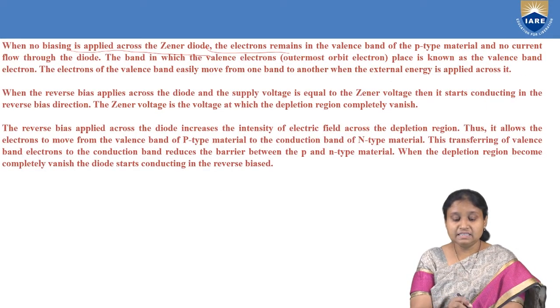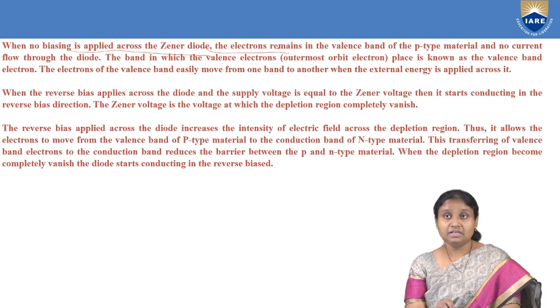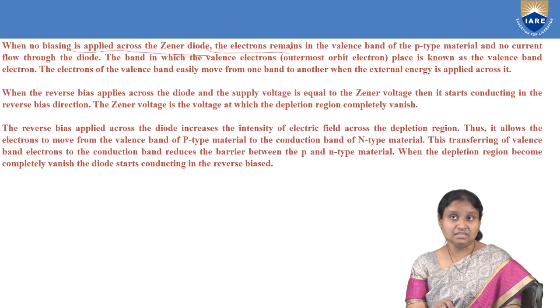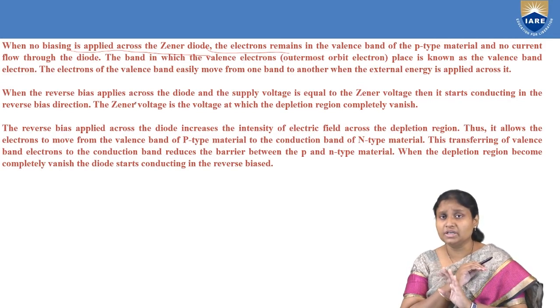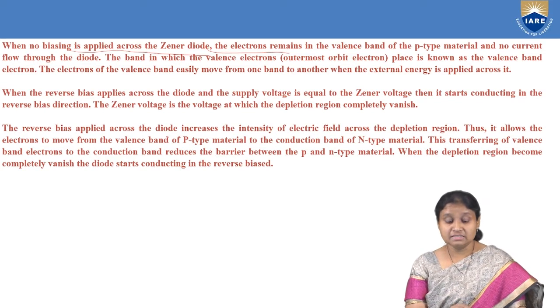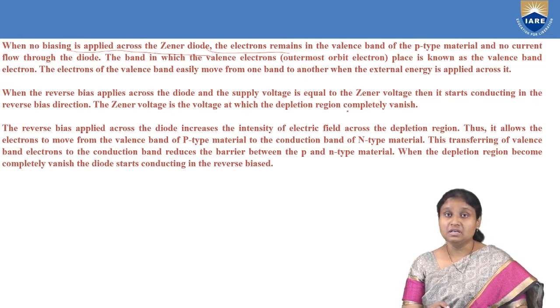As you can see here, first, when there is no biasing applied across the Zener diode, electrons don't get any energy, so there won't be any flow of current across the diode. But when we forward bias it, there will be flow of current, and it will just behave as a normal diode. Whereas when we reverse bias the diode and our supply voltage goes beyond the Zener voltage, breakdown takes place, the depletion region completely vanishes, and we have current flowing across the reverse bias diode.